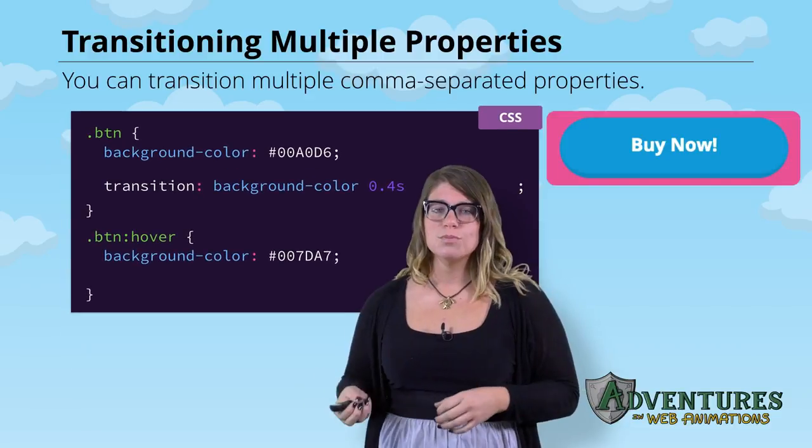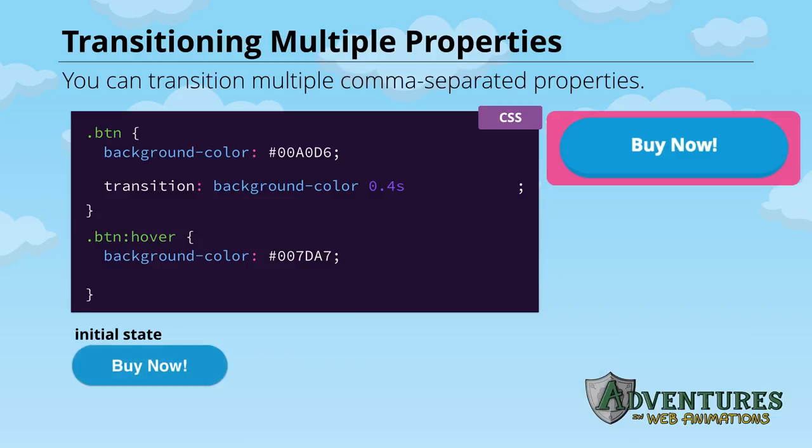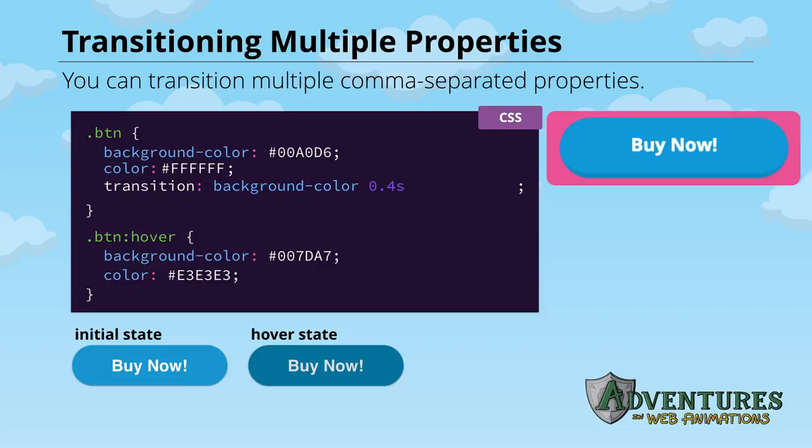You can transition multiple properties when they're comma separated. So on hover, we've given the text a slightly darker color. To transition that color along with the background color, we say comma, color, and then give it a duration. We'll say 0.4 seconds. And you can see here that on hover, both the background and the text color are transitioning.